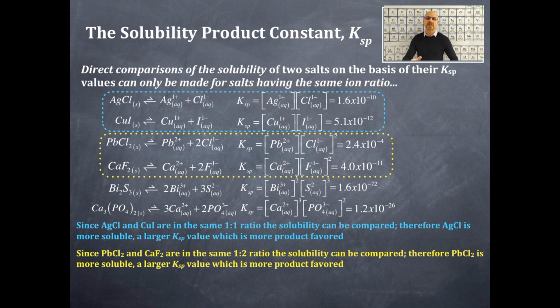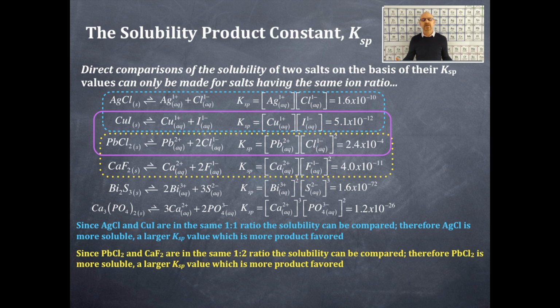By the way, all of these are insoluble. They're all reactant favored, but of the two, which one is more insoluble? Calcium fluoride. Which one is more soluble? Plumbous chloride. And going back to that original introductory lesson here, you can selectively precipitate out certain ions by looking at their solubilities.